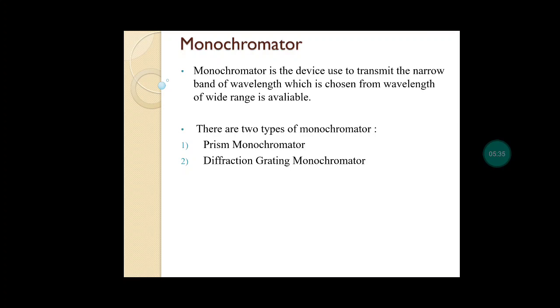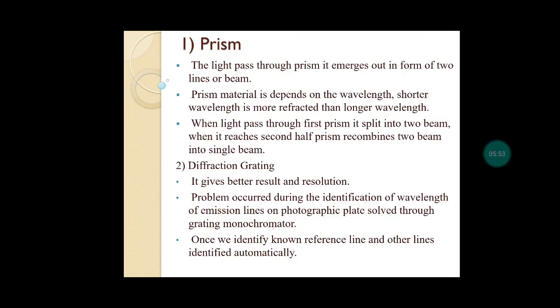Then the monochromator. The monochromator is a device used to transmit a narrow band of wavelengths from a wide range of wavelengths available. There are two types of monochromator. First is the prism monochromator. Second is the diffraction grating monochromator.